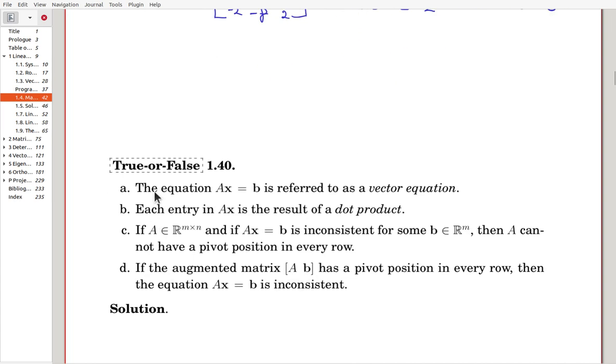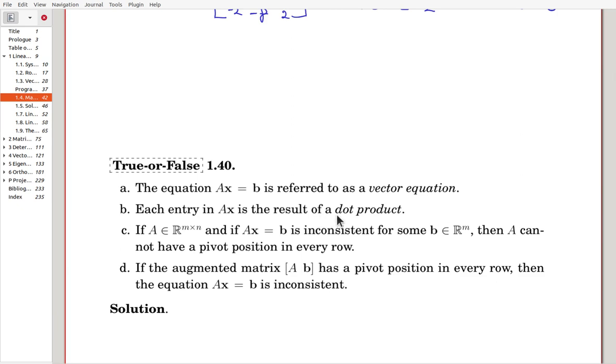Now we have true or false questions. The equation AX equals B is referred to as a vector equation. Is it true? There's no vector involved, and here this is a matrix, so it is referred to as a matrix equation, so it is false. Part B: each entry in AX is the result of a dot product. This is true.